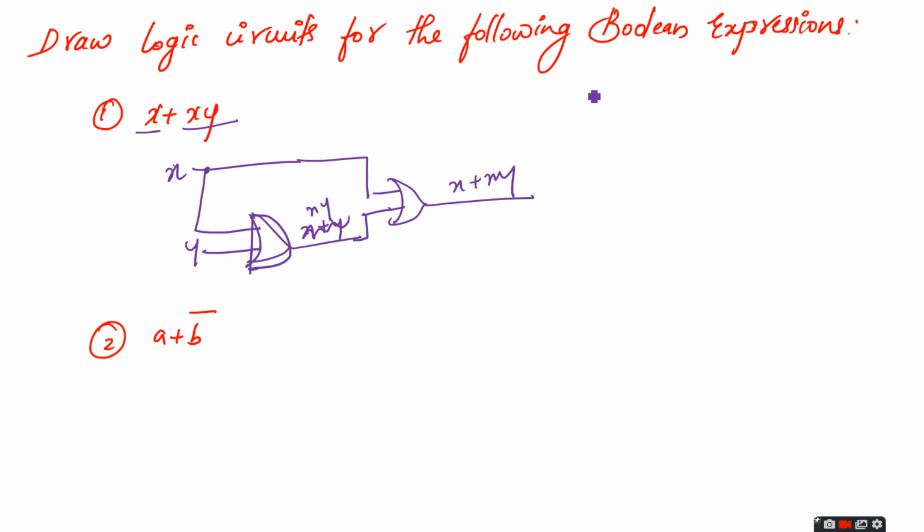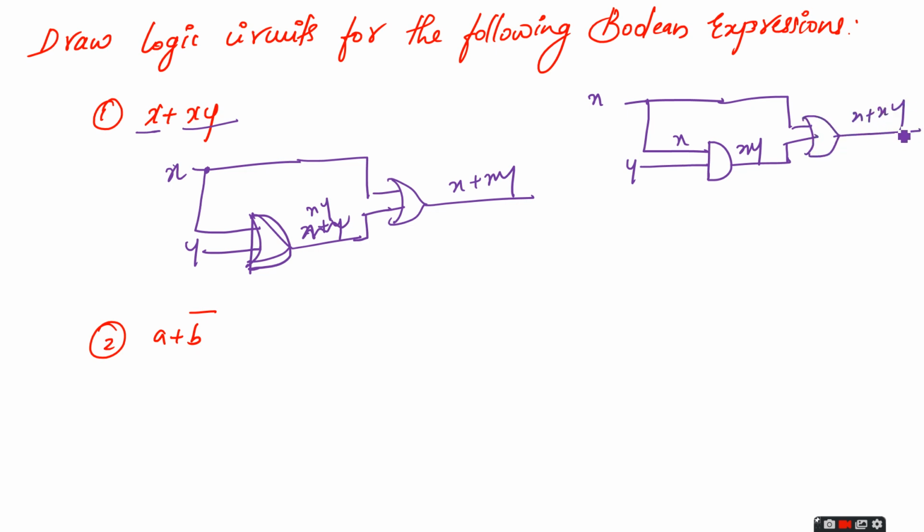Once again I will draw it. X is there, then from that X we can take the connection, then Y is there, we have to pass X and Y through an AND gate, we will get XY. After that, we have to pass X and XY through an OR gate, we will get X plus XY.